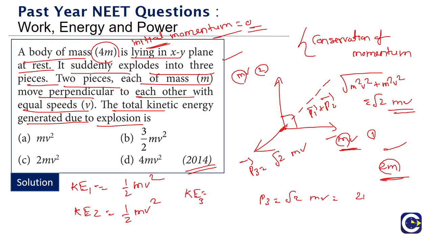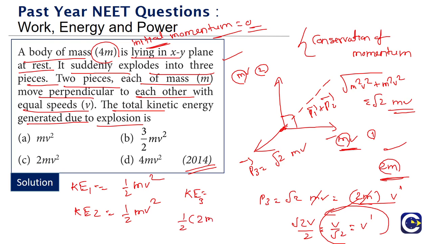But if you say the velocity of this is, say for example, v dash, what is the momentum formula? Mass of the particle 2m into v dash. So you can see here m is cancelled, 2 will come to this side, so root 2 v by 2, that is v by root 2, that is our v dash. So the third particle velocity will be v by root 2.